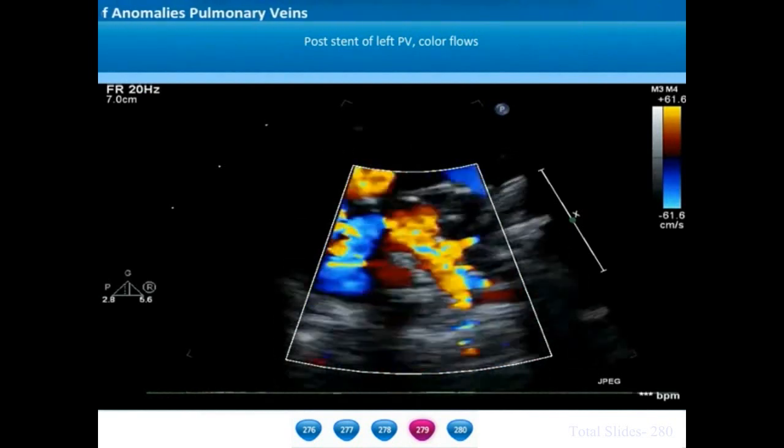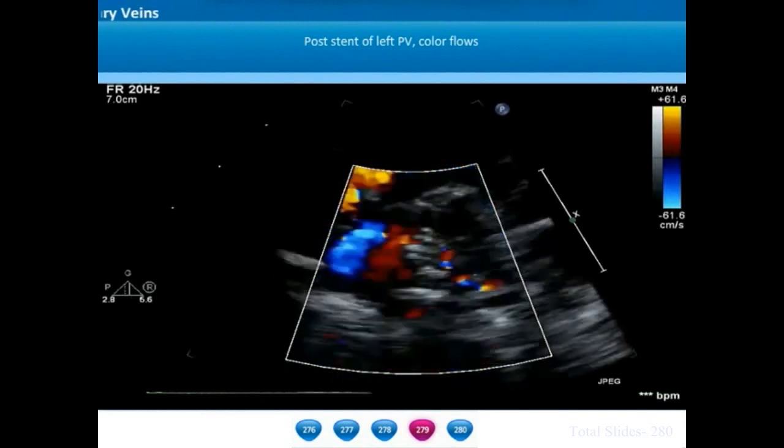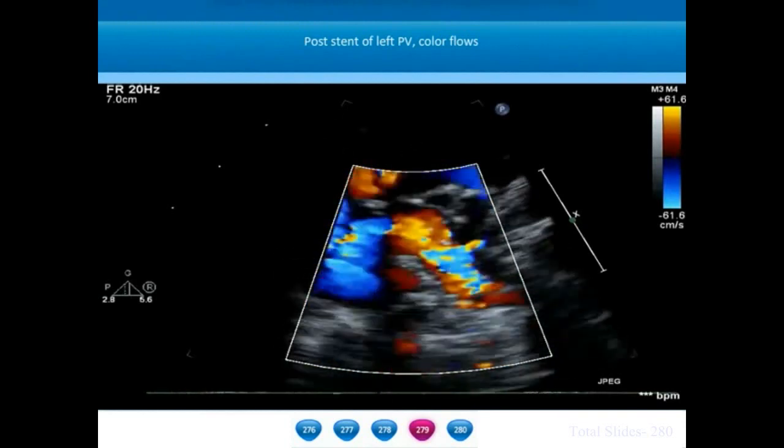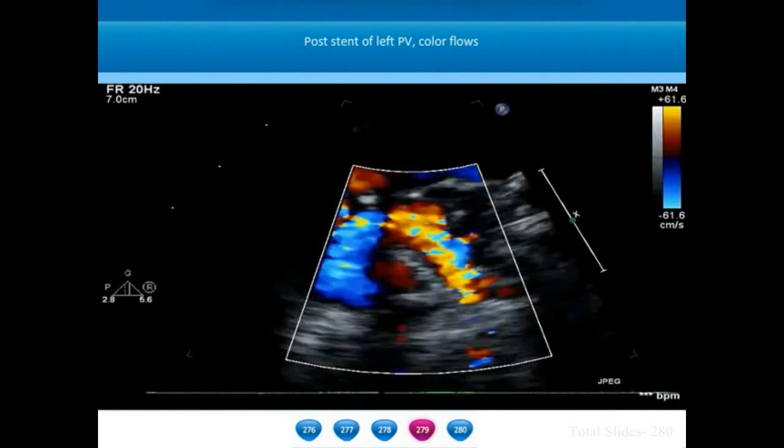After 2 months of stent deployment of the left pulmonary veins, there is a recurrence of stenosis and you can see a turbulent flow through the stent.